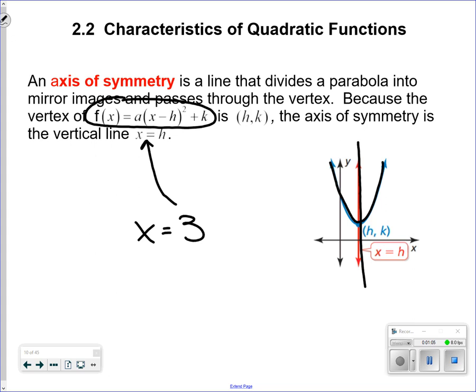Now, the next page is going off your notes. So just put your notes down for a second and watch me. There's a shortcut that I keep referencing, and I decided that I really do need to show you the shortcut. Just like when you are graphing a line, if you know the slope and the y-intercept, you can graph it. So if you know the vertex and the a value, you can graph it.